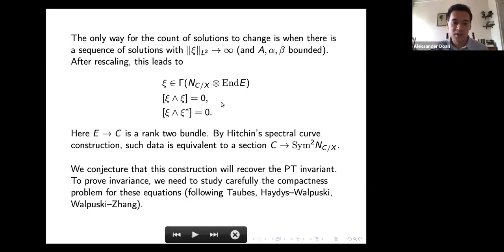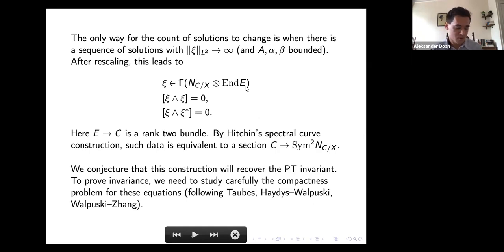Now I actually should explain what Xi is. Xi is a section of the normal bundle tensor endomorphism of some rank 2 bundle. What I was trying to explain now is that if I lose compactness for these equations, if the number of solutions changes, I should see a solution to this limiting equation. But now we see what it is. N is the normal bundle, and it has rank 2. And E also has rank 2.